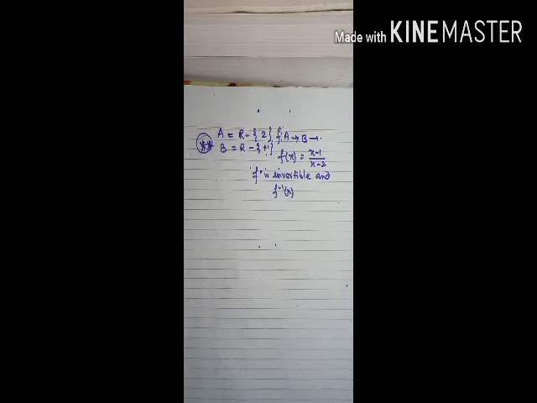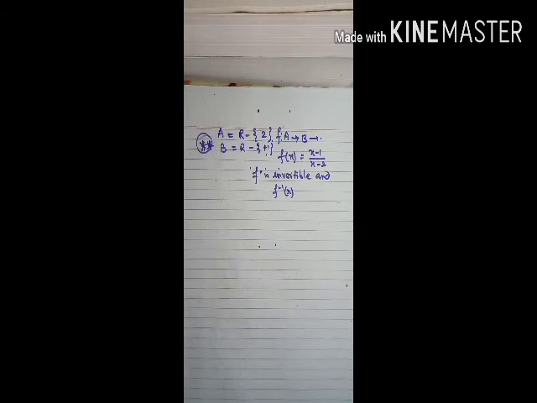So what is an invertible function? A function which is one-one and onto, that is a bijective function, is also called an invertible function. So first we have to prove it is a bijective function. How to prove bijective? In a similar way, you have to consider.